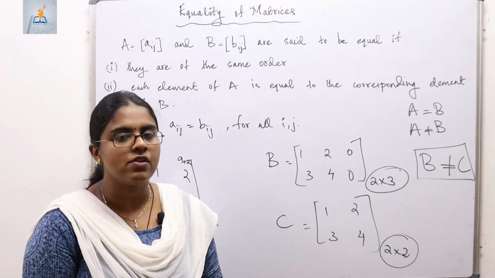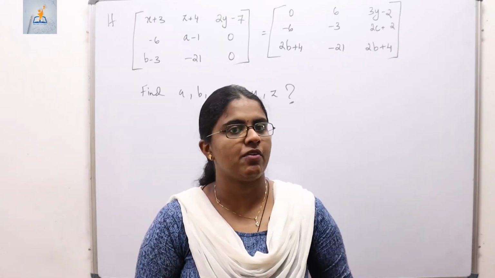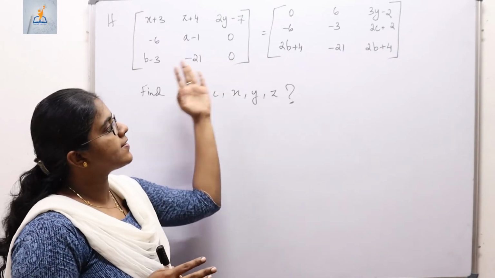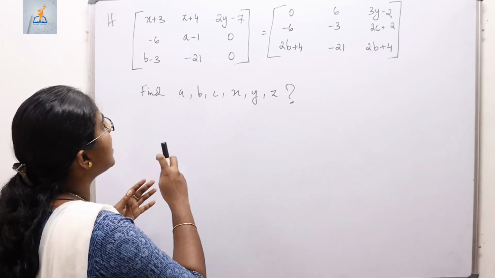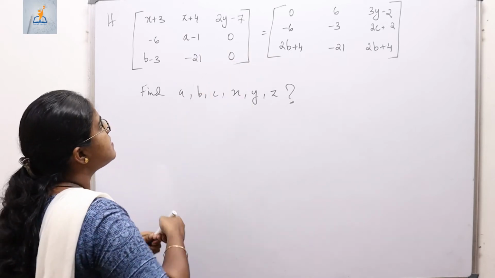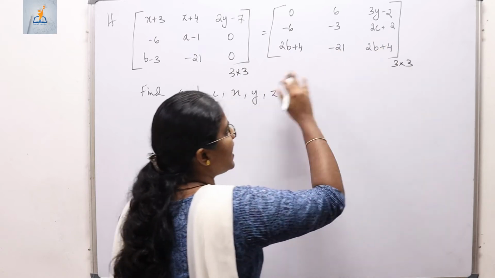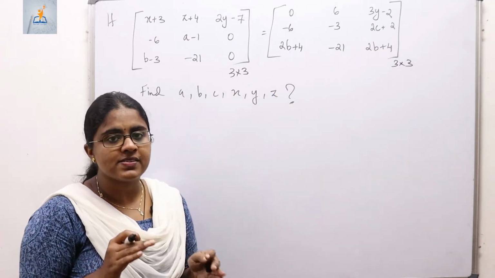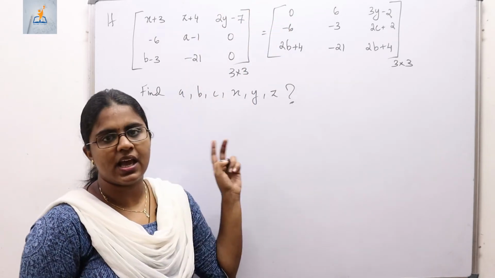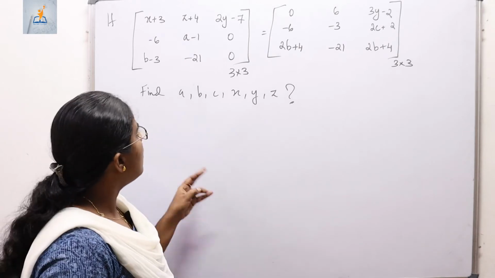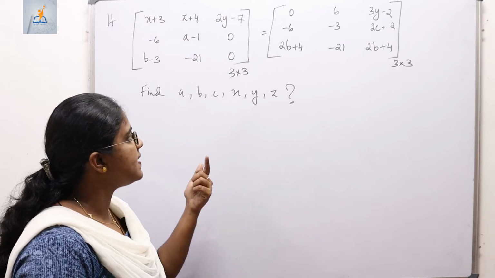Now let's solve some problems related to these concepts. So here we have a question. If these two matrices are equal, find a, b, c, x, y and z. So we are given that these matrices are equal. See, both of these matrices are 3 by 3 matrices and it is given that they are equal. So if two matrices are equal, we know that the corresponding elements will be equal in both of these matrices. So we can equate the corresponding elements and hence find the values of a, b, c, x, y and z.